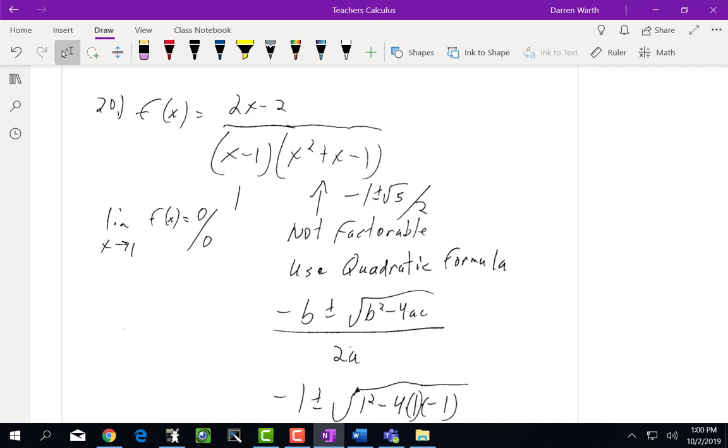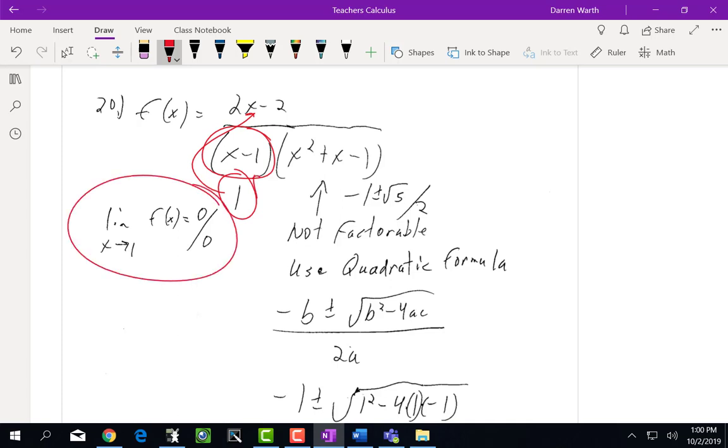Okay, number 20 says I got f of x is going to equal 2x minus 2 over x minus 1 times x squared plus x minus 1. The directions on number 20 says find all vertical asymptotes of f of x if f of x is equal to that equation. So notice one of my possible vertical asymptotes is right here at x minus 1, so that answer is 1. But when I substitute the 1 into my equation, I'm going to get 0 over 0. So that means that x equals 1 is not a vertical asymptote.